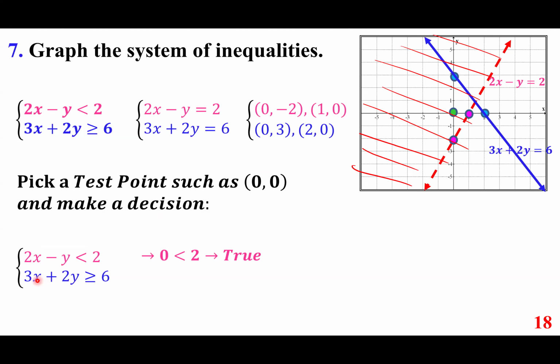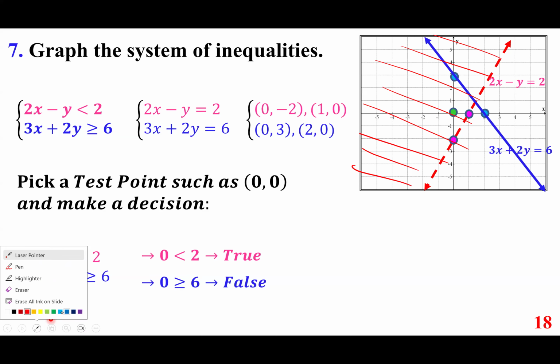If I put 0, 0 here, 3 times 0 plus 2 times 0, 0 larger than or equal to 6 is a false statement. Therefore, for the blue line, this 0, 0 doesn't work. That means this side is not the answer, it's the opposite side. This side.